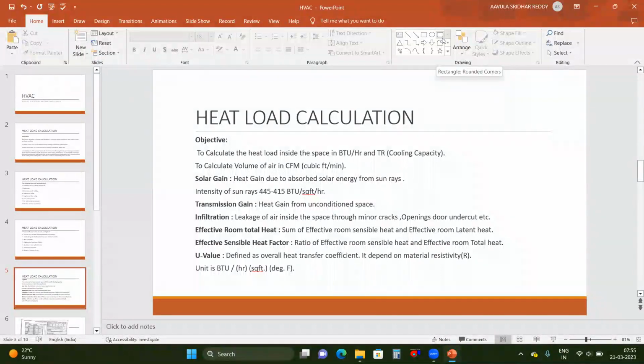So these terms, from transmission gain to U value, we don't need to worry about. All of these we are going to derive in this heat load calculation. Okay. So next one is U value, defined as the overall heat transfer coefficient depending upon material resistance. So this U value also we are going to find out. Okay.